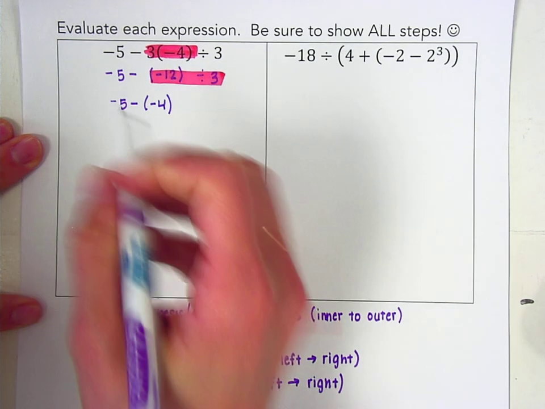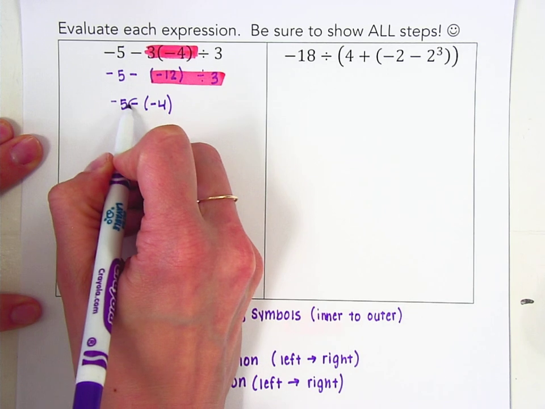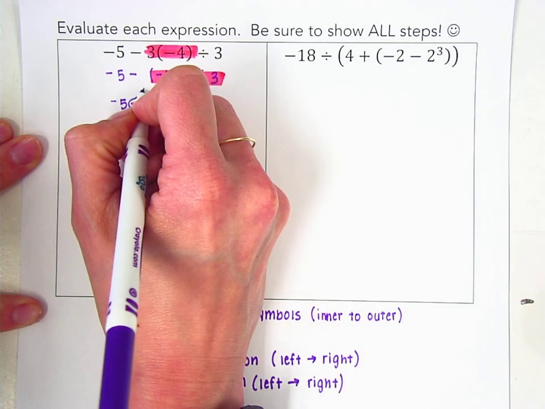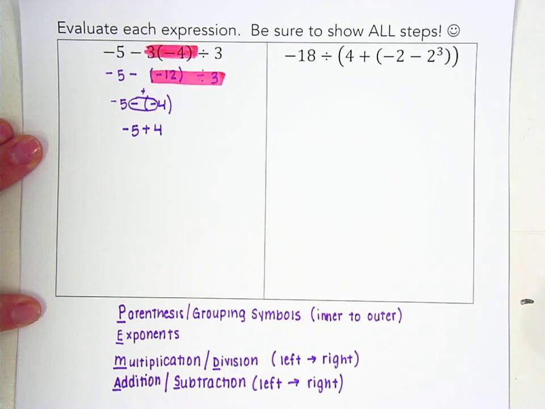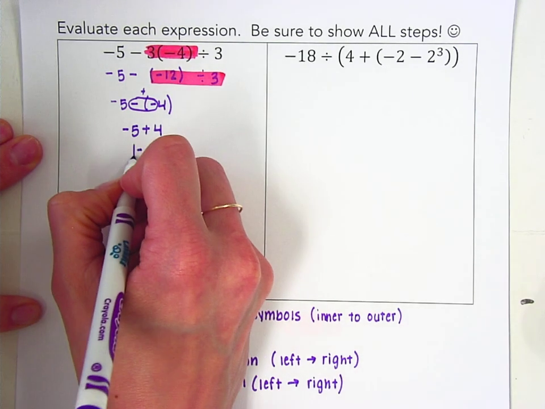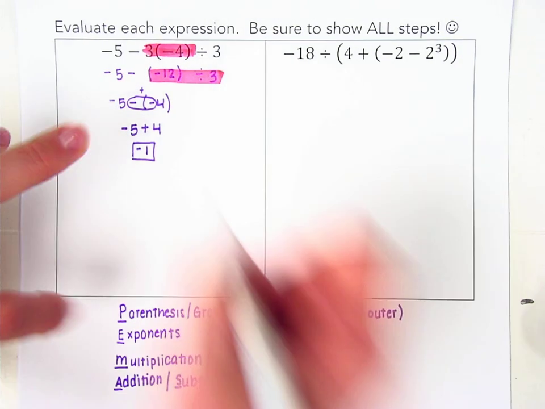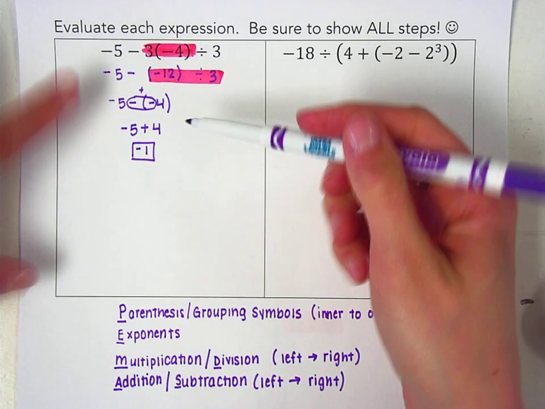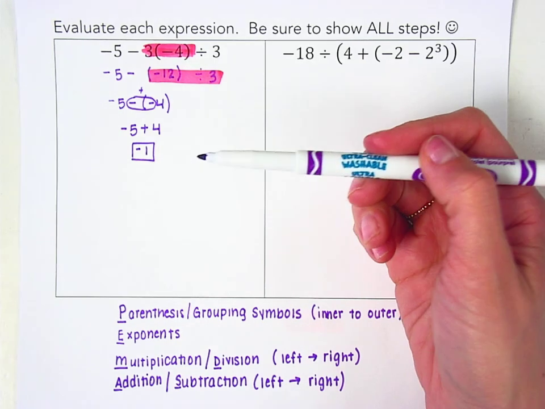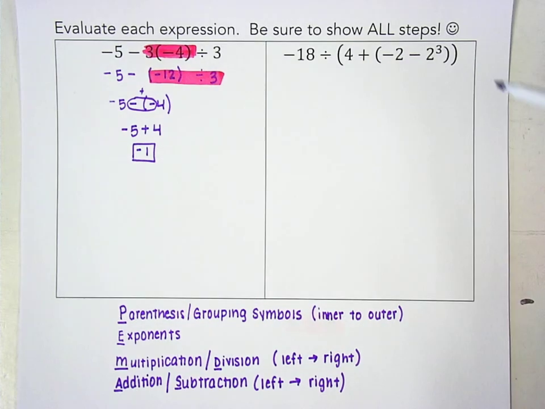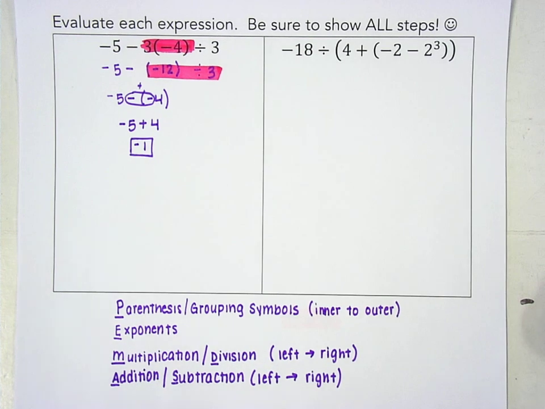From here, we know that our double negatives become a positive. So I can rewrite this as negative 5 plus 4, which is negative 1. And now that I've gotten down to where I don't have any operations left to complete, we know we have found the value of our expression. Now we're going to come to the second example. We'll go through that same process.